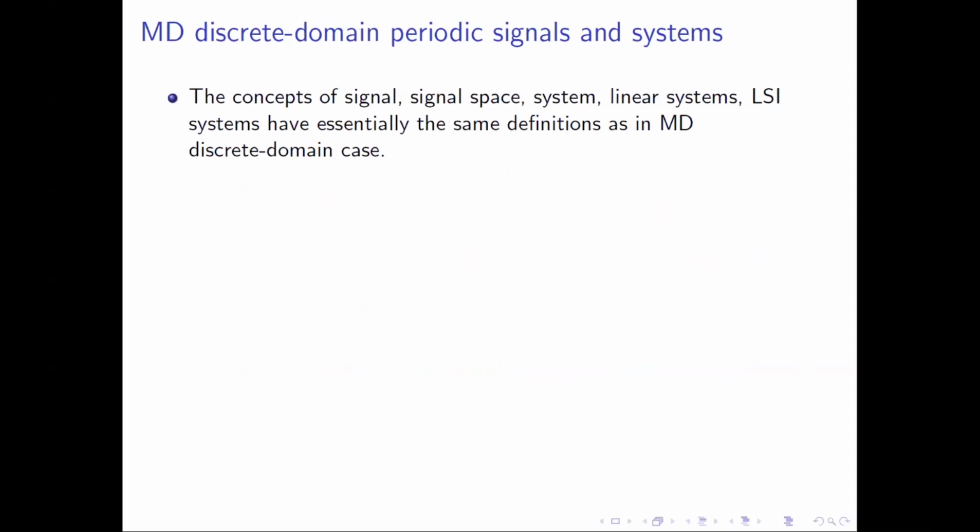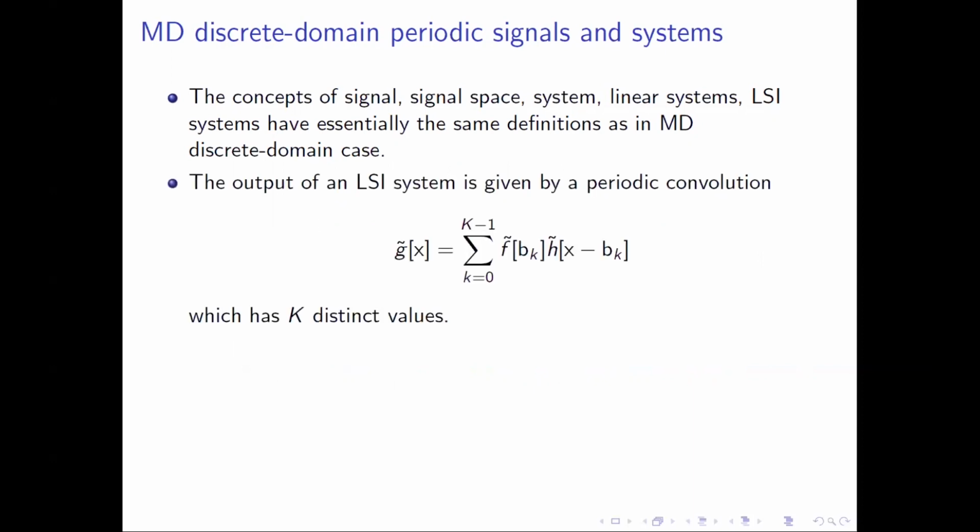With these definitions and notation, we can talk about discrete domain periodic signals and systems. The concepts of signal space, linear systems, and LSI systems have essentially the same definitions as in the discrete domain aperiodic case. The output of a discrete domain periodic system is given by a periodic convolution, which is a sum of k terms. We use the tilde to indicate that a signal is periodic. The periodic output has the same periodicity with k distinct values.